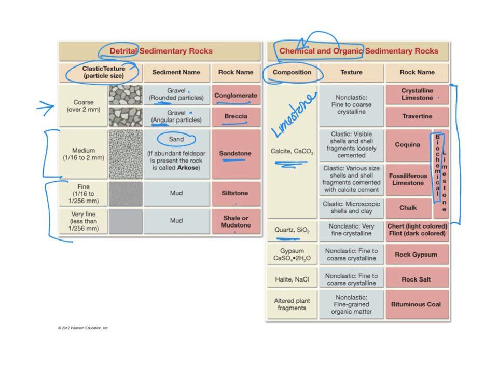Then we have quartz, which was the chert, gypsum, which was the rock gypsum, halite, which is rock salt, and coal is the one that we didn't talk about here, but that you should read about. It's made of plant material that has been compressed.